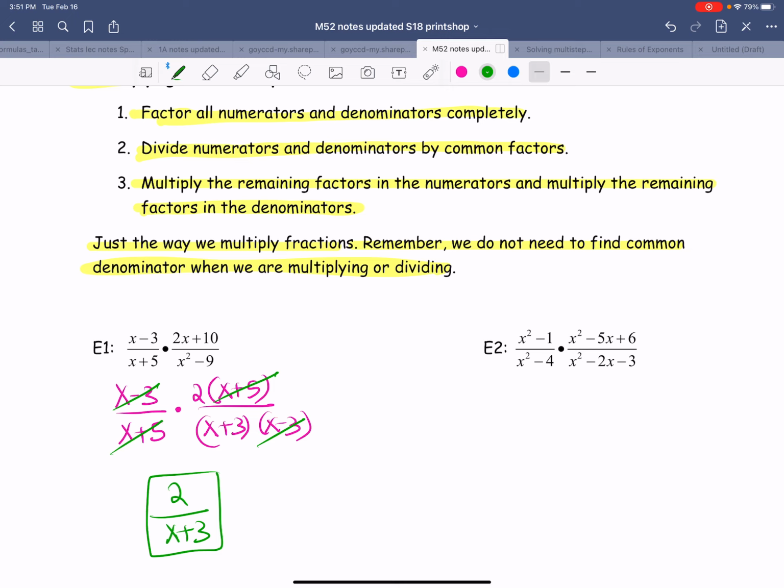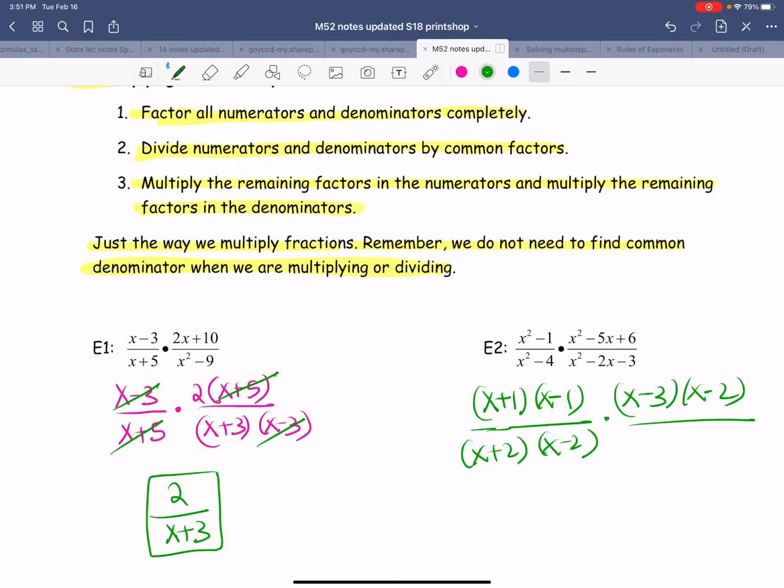Let's check out example number 2. Let's factor every single expression. x squared minus 1 is a difference of squares, which will be x plus 1 times x minus 1 in the factored form. x squared minus 4 would be x plus 2, x minus 2 in the factored form. x plus 2, x minus 2. x squared minus 5x plus 6 can be factored into x minus 3, x minus 2. And x squared minus 2x minus 3 can be factored into x minus 3, x plus 1.